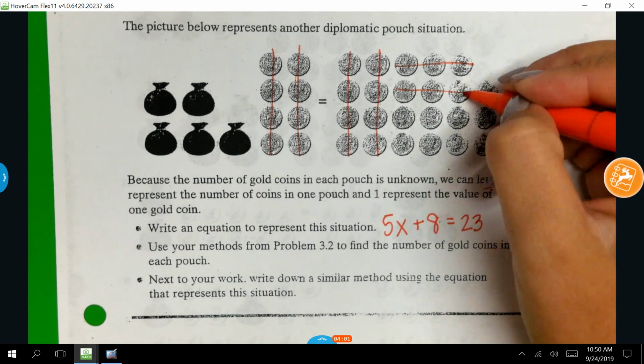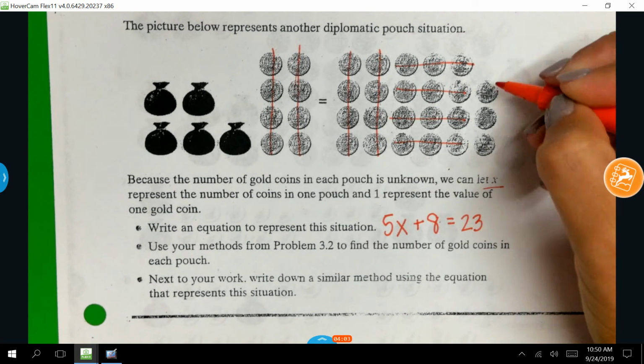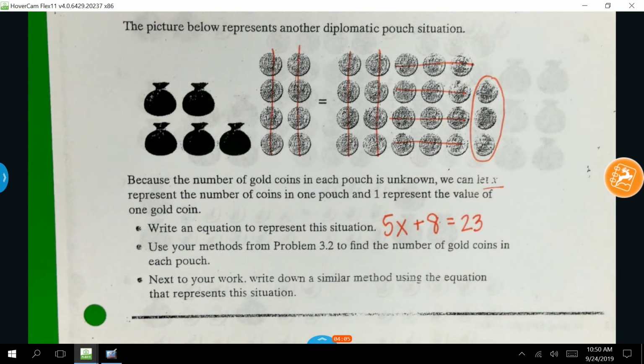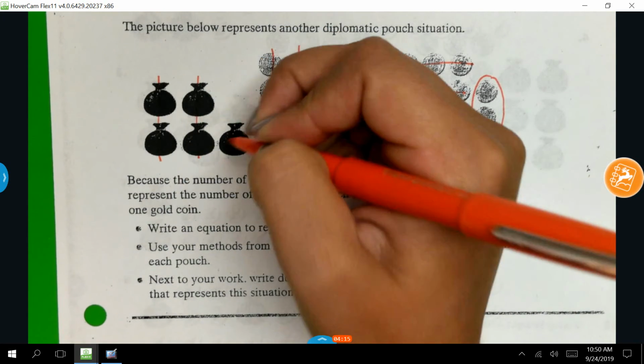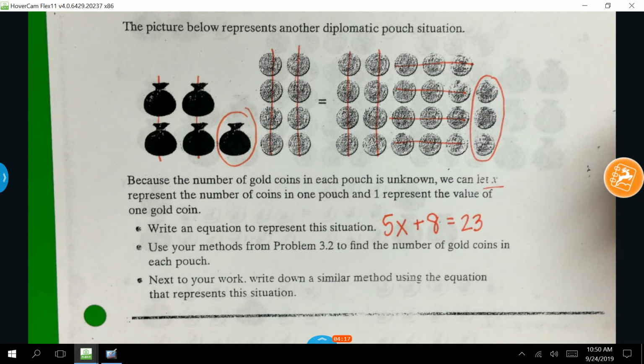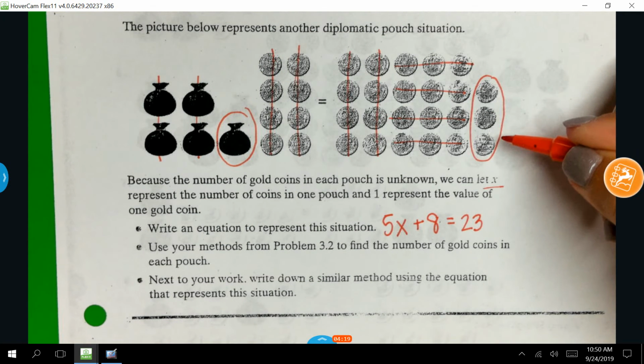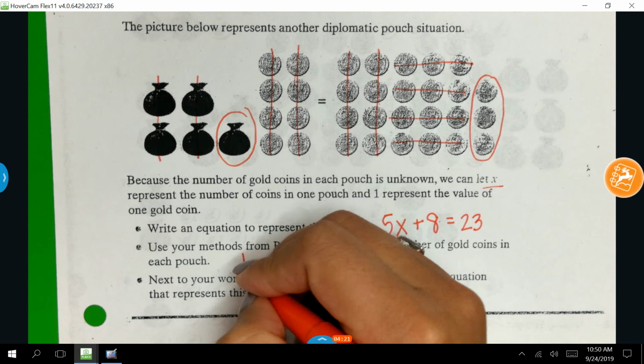3. And then how do you know how many bags you have? You have 1 because 5 divided by 5. Since I divided by 5 over here, got to divide by 5 over here. So you have 1 bag equals 3 coins.